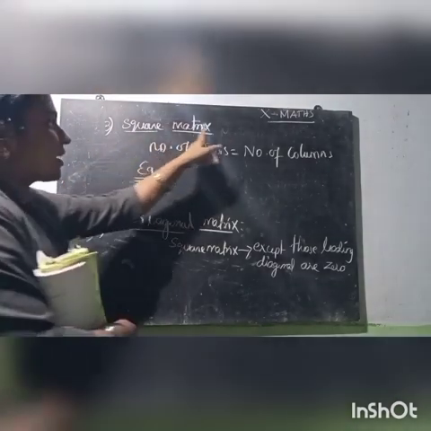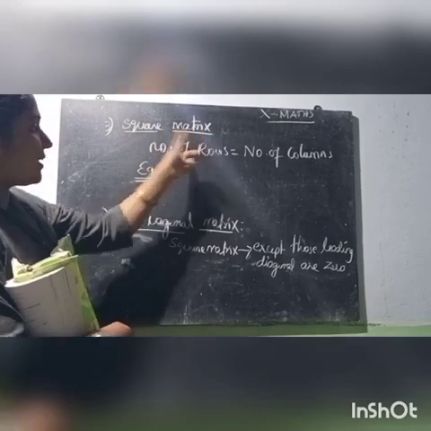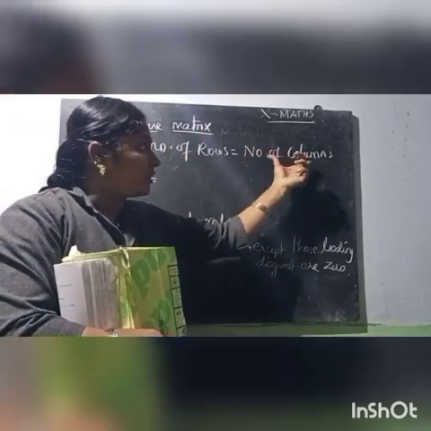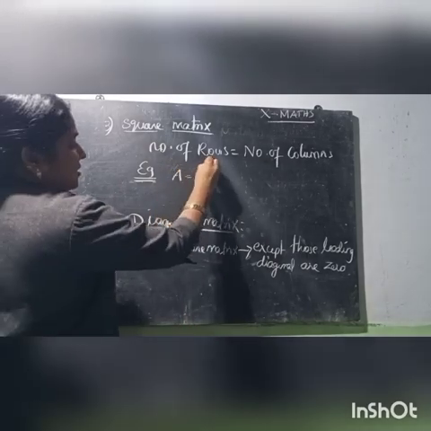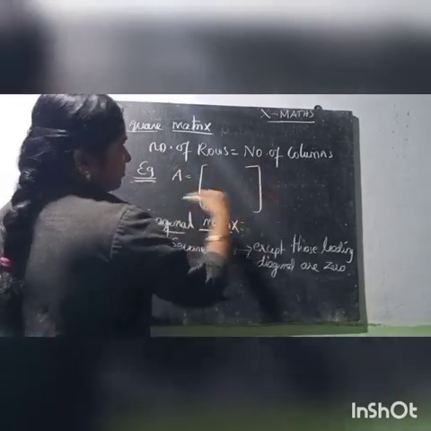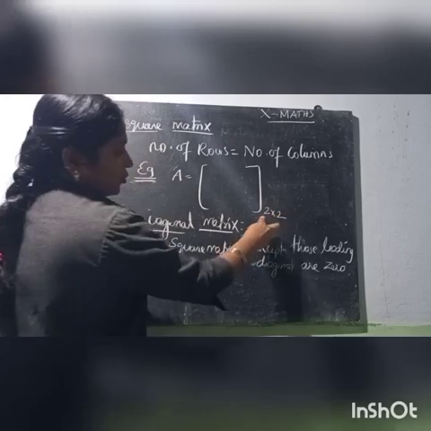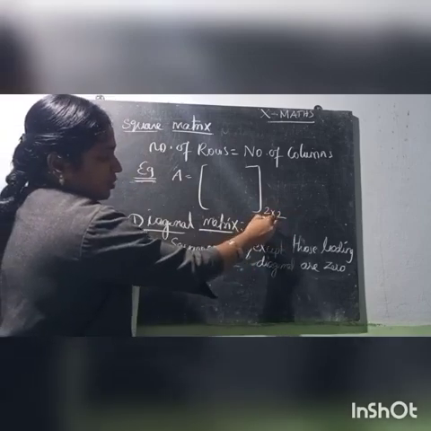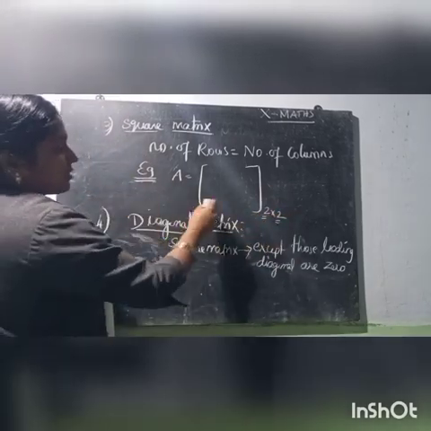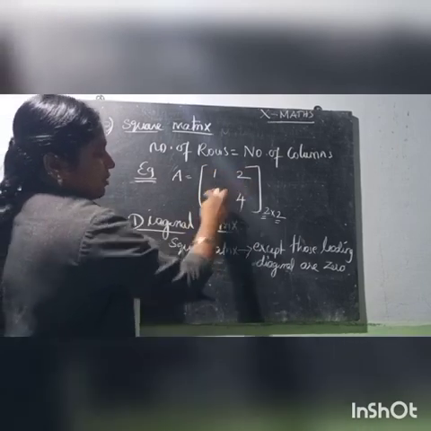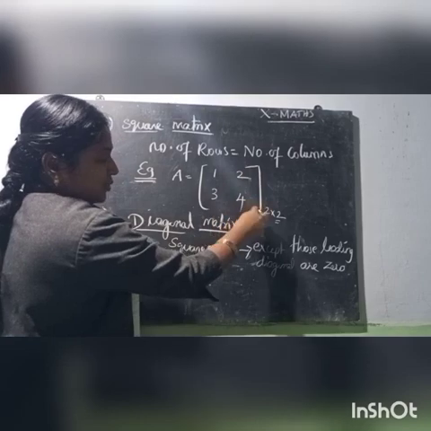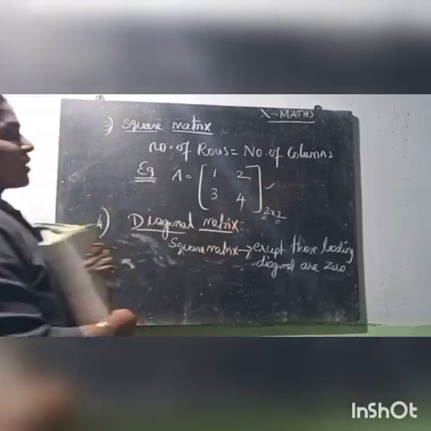Next one, square matrix. In a square matrix, the number of rows should be equal to the number of columns. For example, matrix A equal to a 2 cross 2 matrix: 2 rows, 2 columns. So the number of columns should be equal to the number of rows. For example, 1, 2, 3, 4. Number of rows 2, number of columns also 2. So this is called a square matrix.